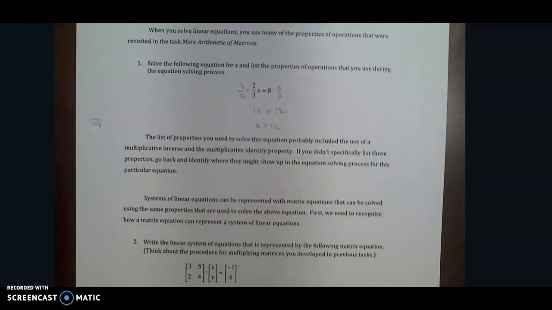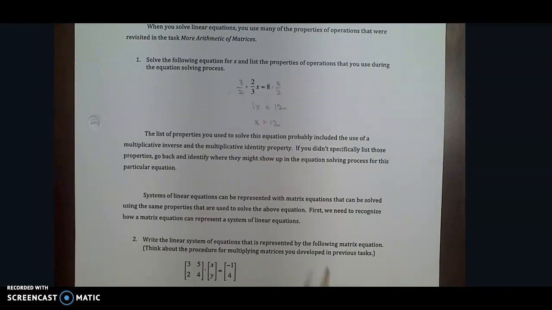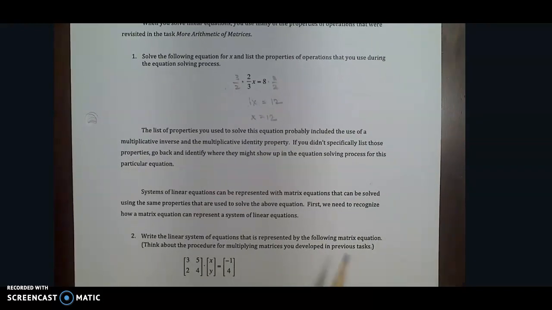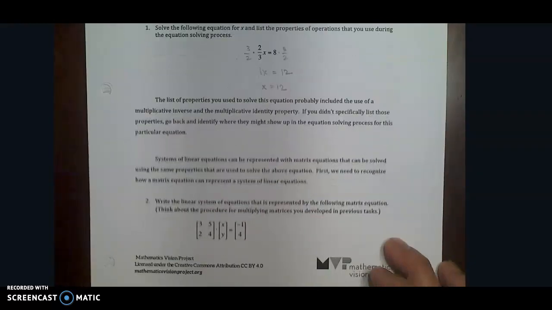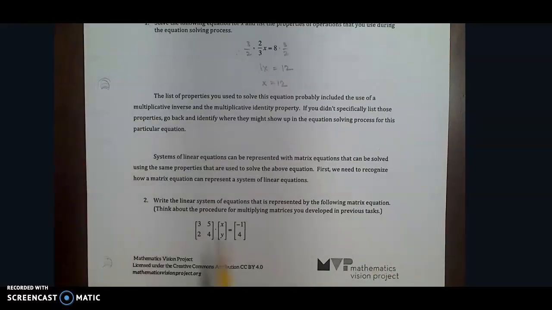So now it says there systems of linear equations can be represented with matrix equations that can be solved using the same properties that are used to solve the above equation. First, we need to recognize how a matrix equation can represent a system of linear equations. Okay, so it says here, write the linear system of equations that is represented by the following matrix. So again, you see here we have a matrix multiplication equation. So it's kind of working in reverse.